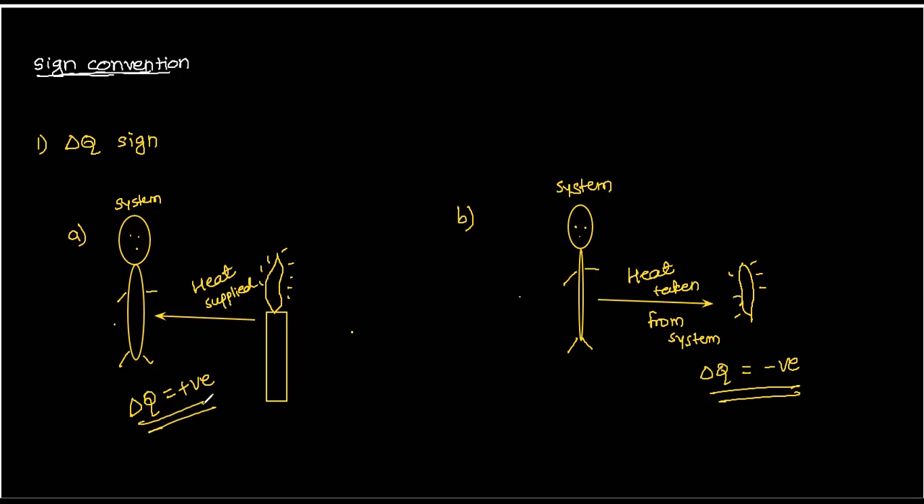It is a very nice and funny way, right? No need of expansion at all. Just heat supplied. You see this arrow from here to here, and heat is taken from the system. So this is delta Q is negative, and this is delta Q is positive. Understand?